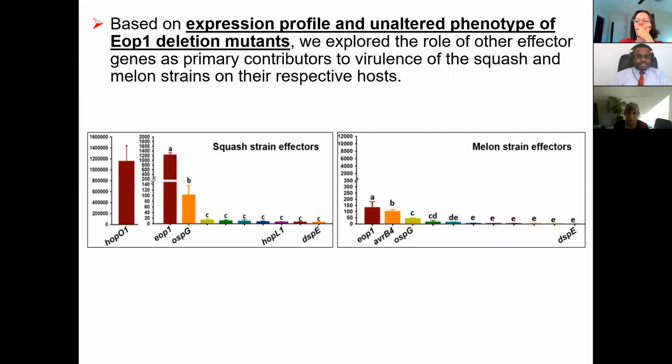Based on expression profile and lack of phenotype in Eopt1 deletion mutants, we began to explore the function of other effectors. For simplicity's sake, this figure is just going to serve as a roadmap for my presentation in this section, so that we don't have to begin to memorize the names of these effectors. So we used a combinatorial mutant analysis to characterize the clade-specific roles of these effectors.